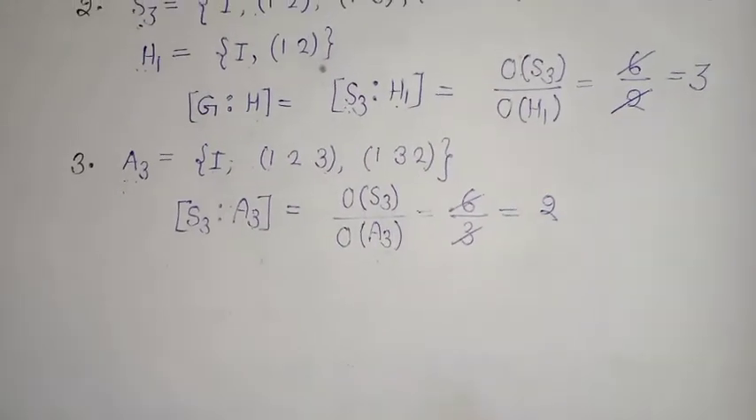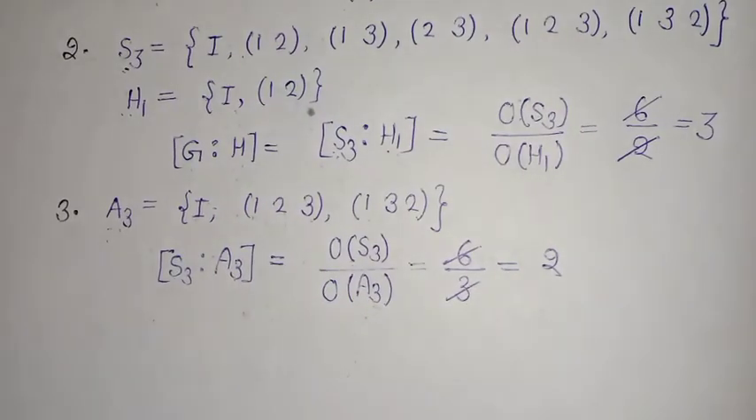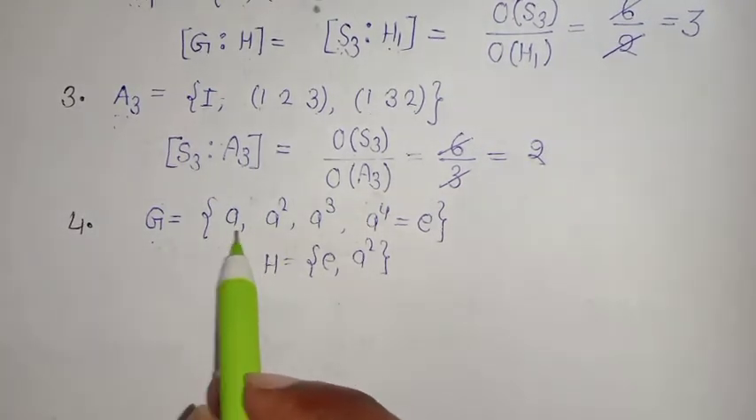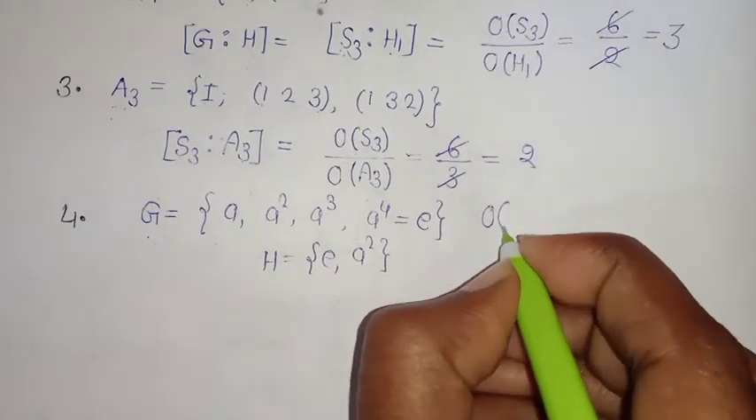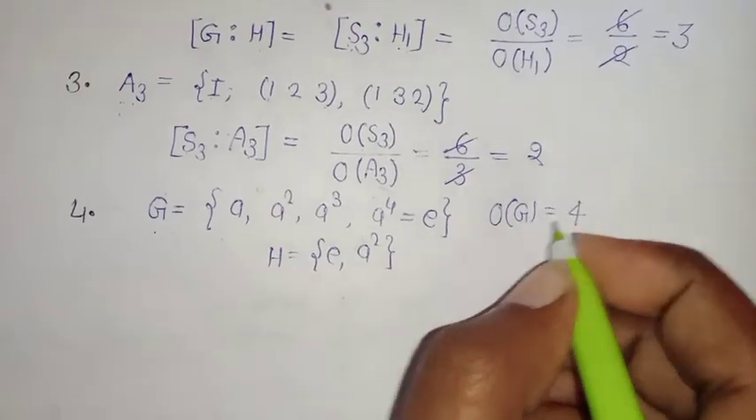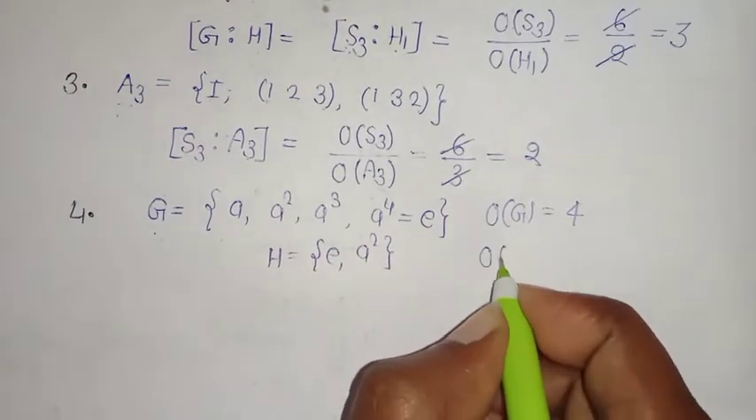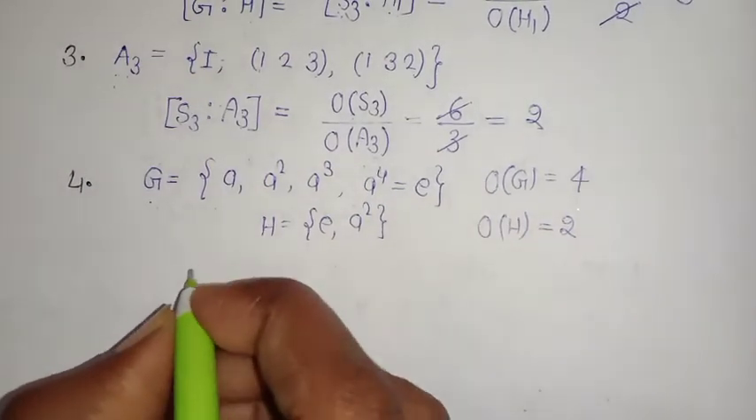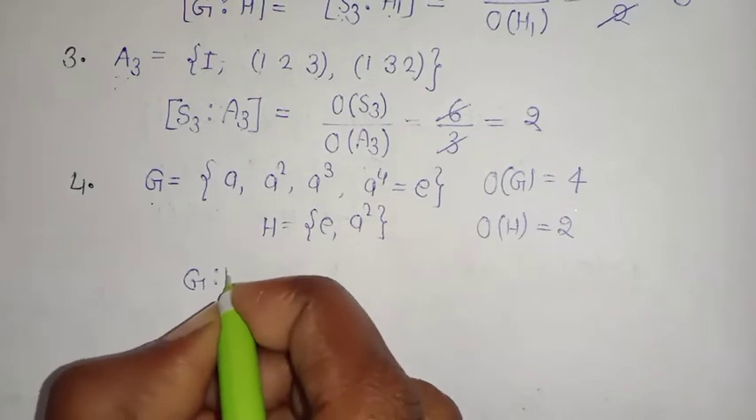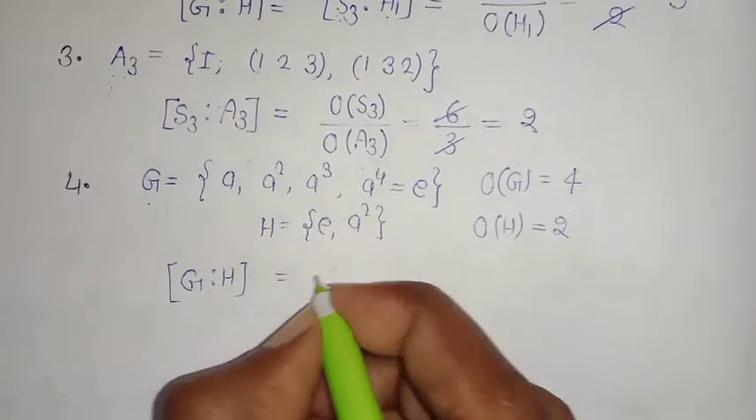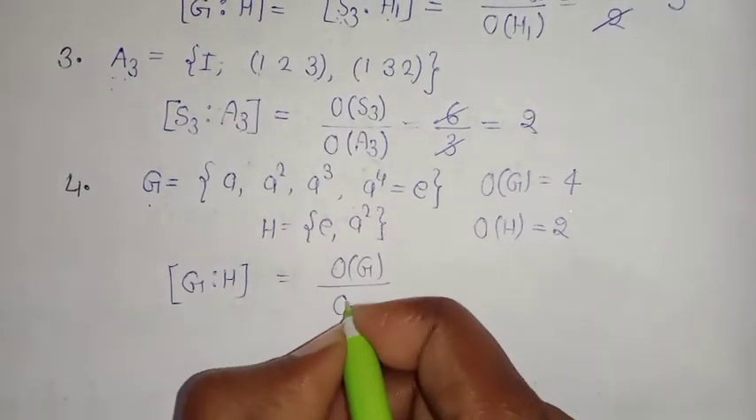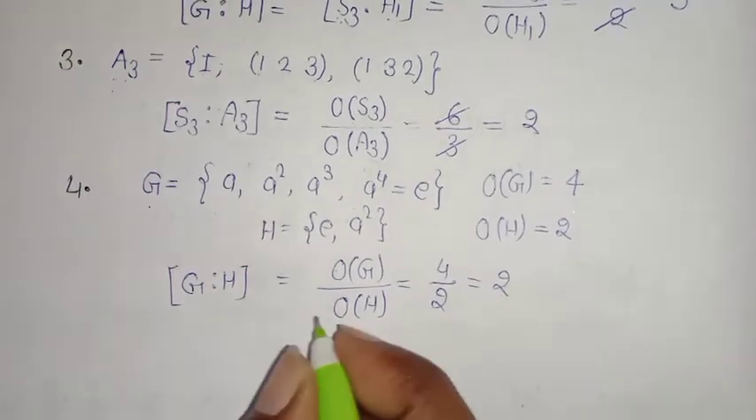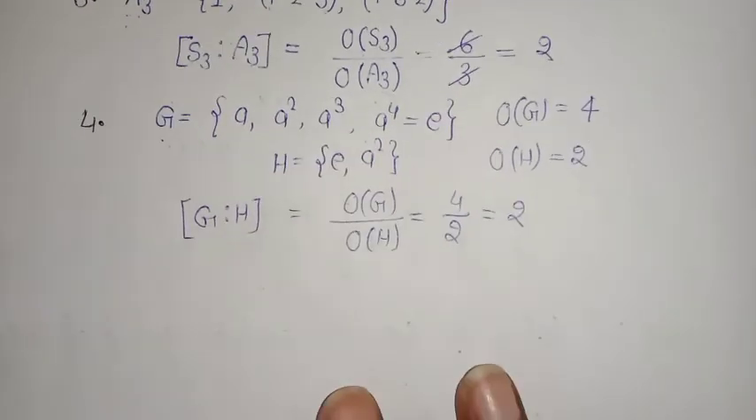So these were the examples. Now I will take some more examples. In our next example, I am taking a group whose order is 4. So the order of G is 4, and the order of H is 2. Now if we want to find the index of H in G, that is very easy. That will be order of G divided by order of H, that is 4 by 2. So we are getting the index of H in G as 2. I hope you guys are understanding.